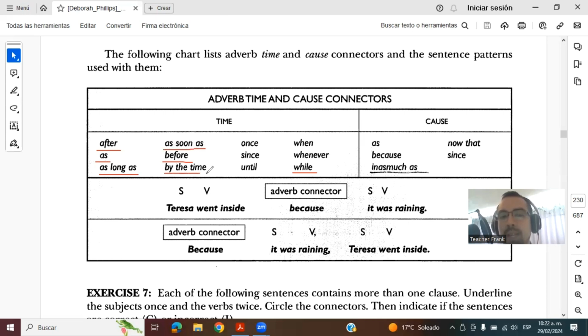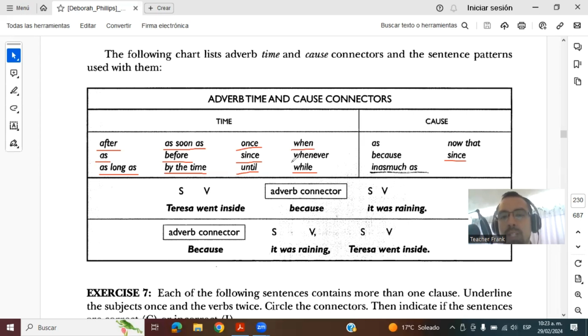By the time, para cuando hagas esto, by the time you do this, I will do this other thing, or I will have done this. Once, una vez que, since, right? In this case, since you did this, debido a que hiciste esto, or this one is similar to the cause also, which is over here. Since, until, hasta que, until I see the results, I will not pay, or something like that.